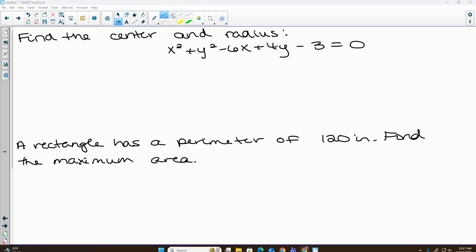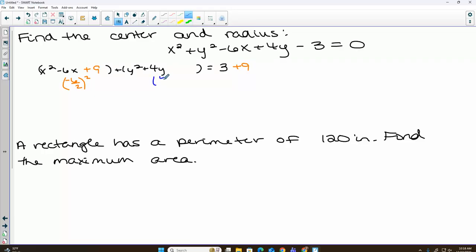So we know if we're going to do this, we have to regroup, put the x's together. So that would be x squared minus 6x, put those together, plus y squared plus 4y, put those together, move over the 3. Completing the square, so middle term divided by 2 squared. So that's -3 squared, which is 9, so you add 9 to both sides.